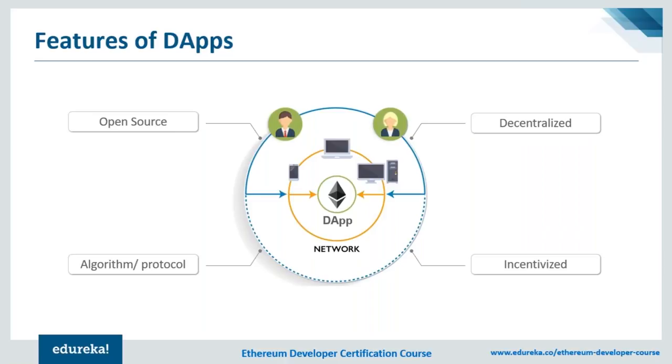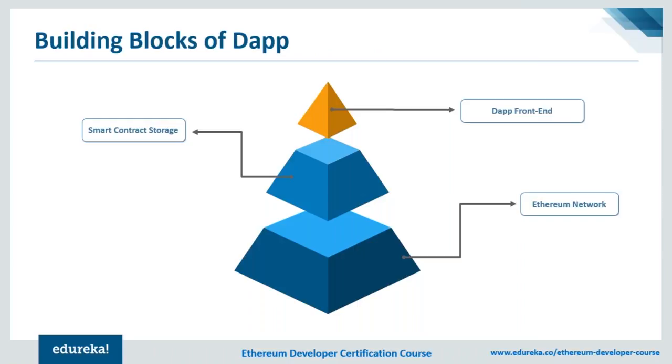Okay, so now let's discuss the building blocks of a decentralized application. On a macro level, a decentralized application is built using three major components, namely the Ethereum network, smart contracts, and the web frontend. So basically, a smart contract is written in Solidity or any other equivalent language, which can be compiled to Ethereum's bytecode, which is called EVM bytecode. Such a smart contract is what allows a decentralized application to connect to a blockchain.